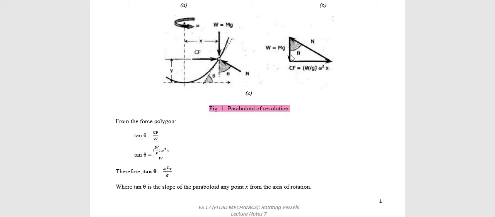So, kung titingnan natin yung trigonometric function in terms of tangent, ang ma-derive natin na formula is tangent theta equals omega squared times x over g. Okay? Take note of this. I hope everyone is very much familiar with how to use the trigonometric function, or how to devise formulas using trigonometric function in relation to a given triangle. Okay? So, yung tangent theta is the slope of the paraboloid at any point x from the axis of rotation.